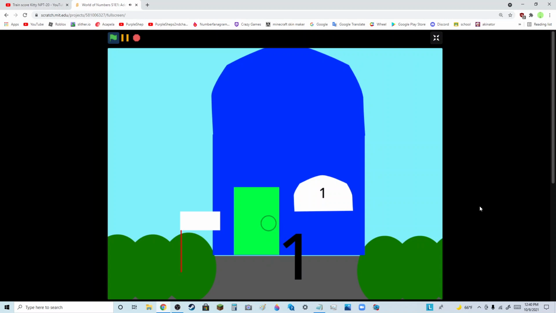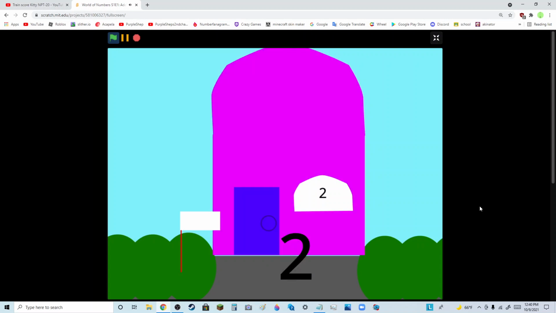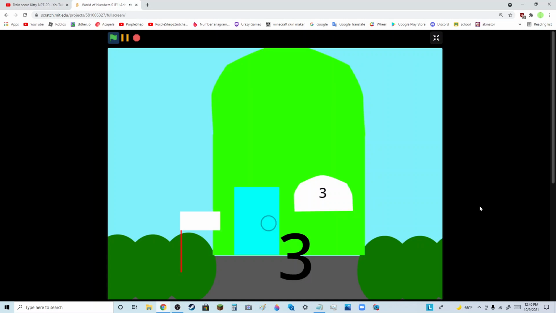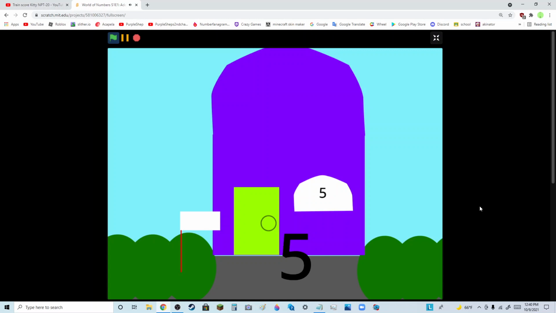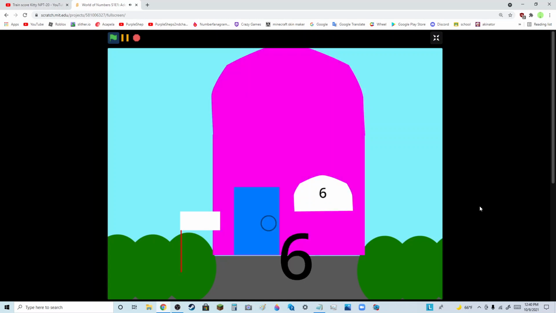Hello there, I'm one, and I want to teach you how to count. Hello there, I'm two. And I'm three. And then there's also me. I'm four. I'm five. And I'm six.